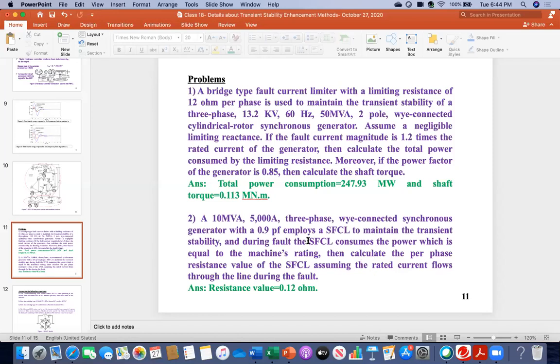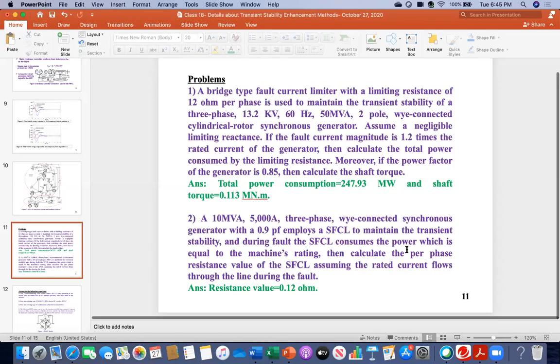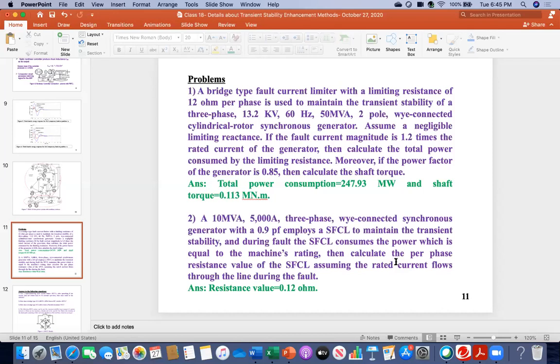So everybody see the power value is 10 MVA multiplied by the power factor, right? 10 MVA multiplied by 0.9. So this means 9 megawatt is your total power. And then SFCL consumes that 9 megawatt. Then calculate the per phase resistance. So that 9 megawatt is the total for 3 phases, so you divide by 3. So 3 megawatt will be the consumption for each phase.